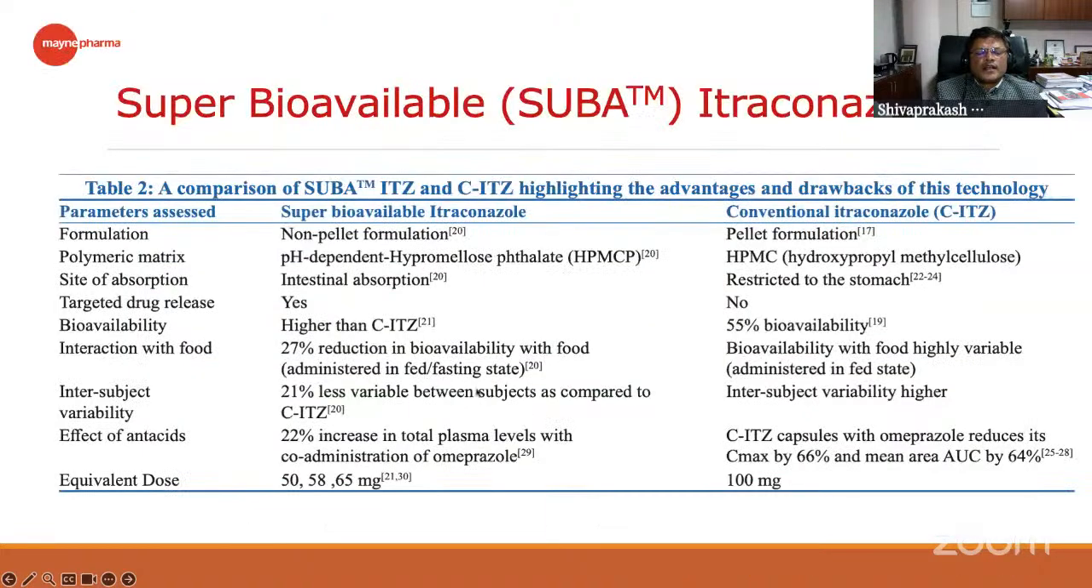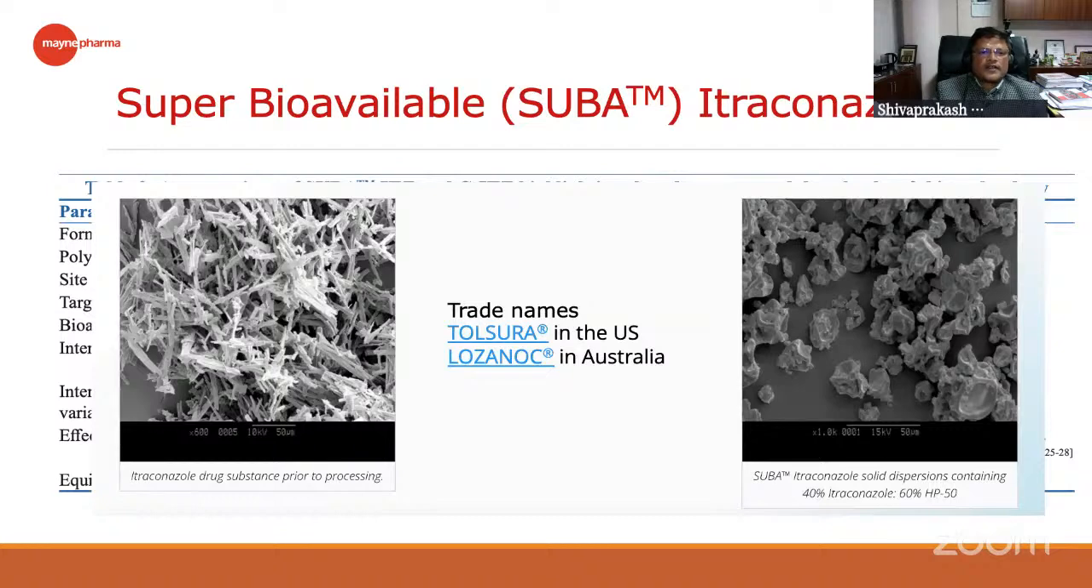So again, the last one is super bioavailable itraconazole. With itraconazole, the issue is mainly with the absorption. They have come up with this different formulation, super bioavailable itraconazole, and it has a lot of advantages over the conventional itraconazole. But it is really expensive and it is already there in the market, and people are using it mainly to treat dermatophytosis and also some other chronic infections.